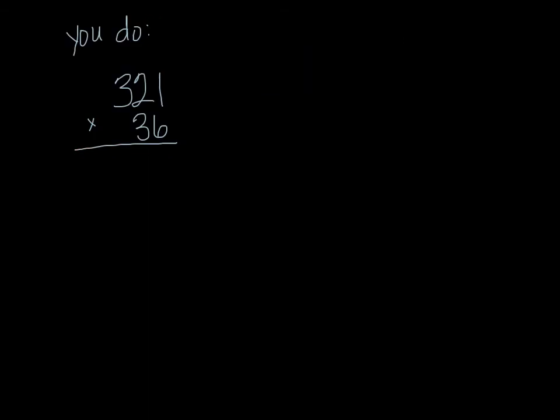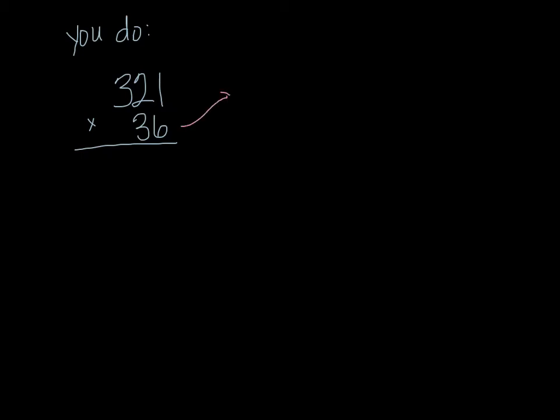Go ahead and write down 321 times 36. Then pause the video and try to do it on your own. And then push play. I'll go through it quickly and we'll see if you got the right answer. So push pause, solve this one, and then push play when you're done. Okay, so you have some sort of an answer here now. So let's go ahead and see how you did.